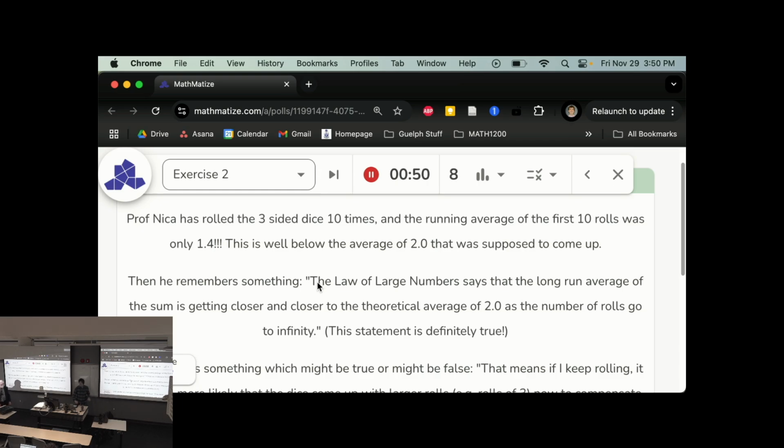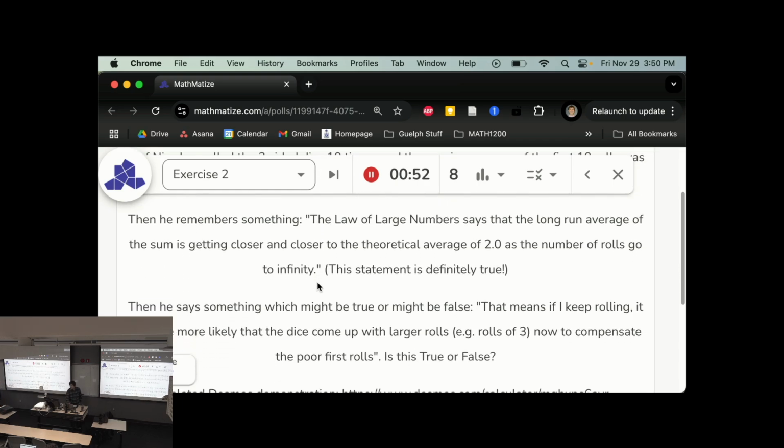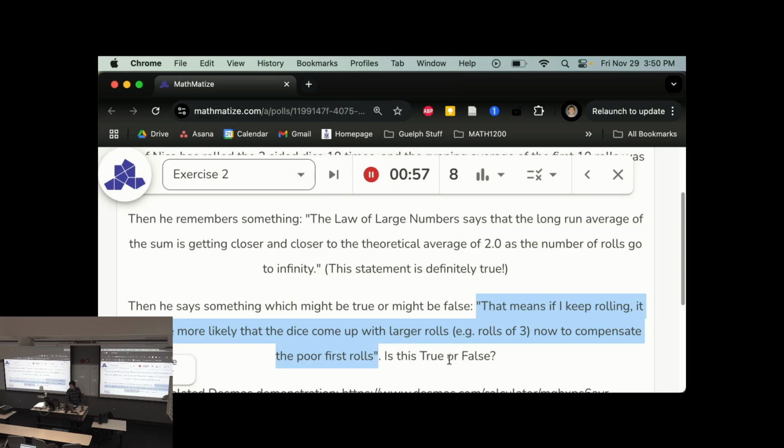And the reason I'm bringing this up is because the next statement is a true or a false. You've got to decide if it's true or false. And here's the statement: That means if I keep rolling, it must be more likely that the dice come up with larger rolls. So maybe to compensate for my first bad rolls, it's more likely that I'll roll a 3 now, and it goes up. That has to compensate for the poor first roll. Because I got unlucky in the first ones, it means I must get lucky in the remaining rolls so that the long run average will be 2. Is this a true statement or a false statement?